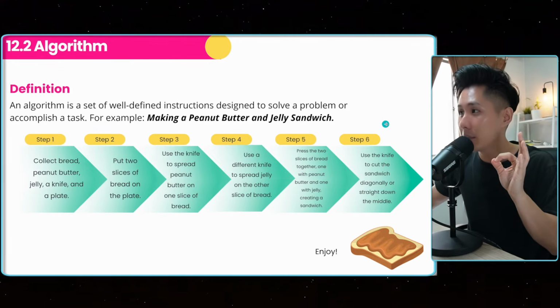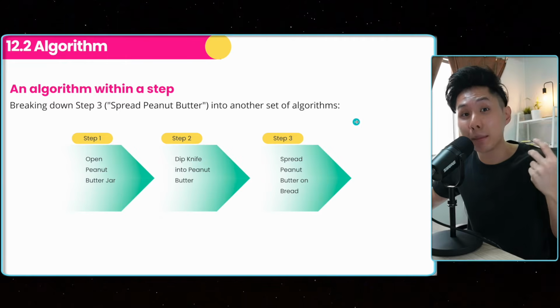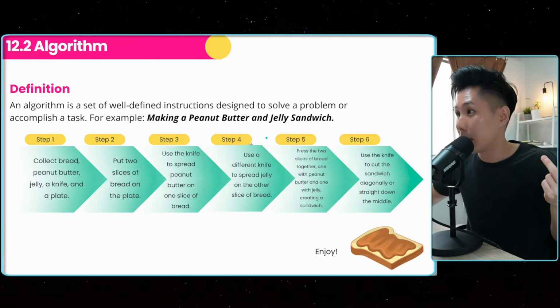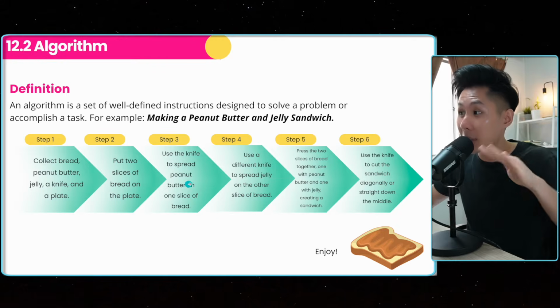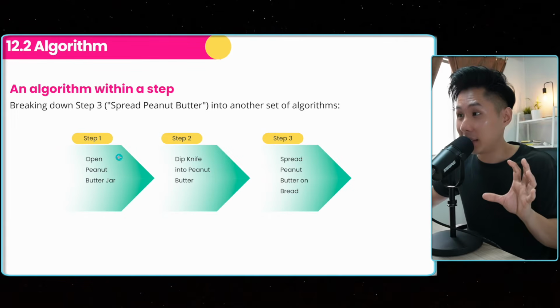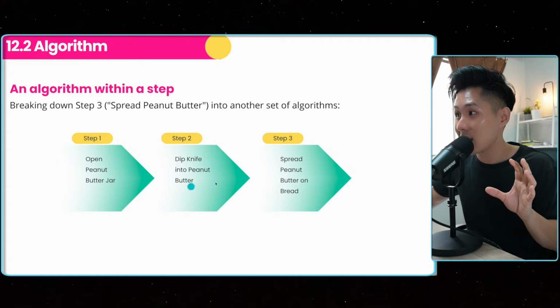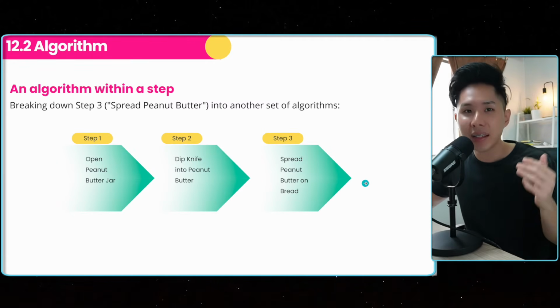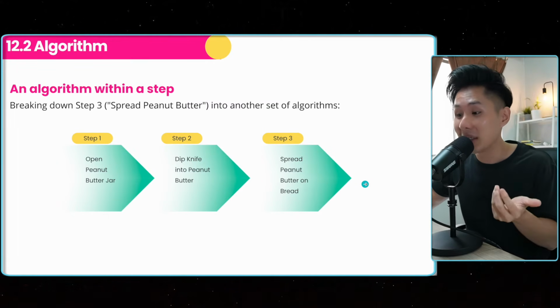One thing about algorithms is that you can put steps within steps, like a sub-step. For example, step number 3, use the knife to spread peanut butter. These are the potential sub-steps. You need to open the peanut butter jar, dip the knife into the peanut butter, and only then spread it. So this is something that we'll be looking into.